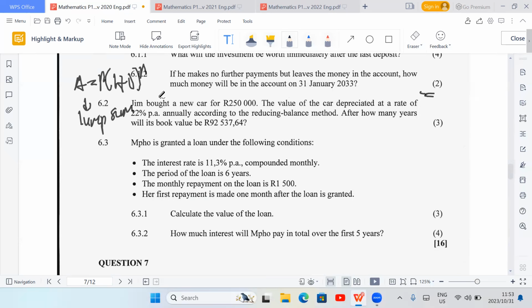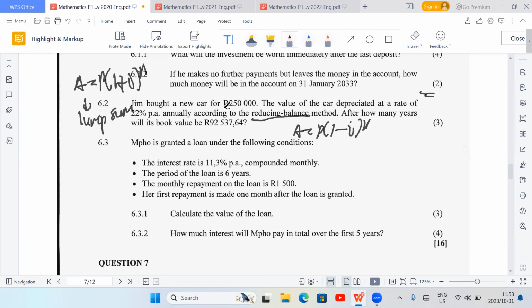Then 6.2, Jim bought a new car for 250,000. The value of the car depreciated at a rate of 22% per annum, according to the reducing balance method. After how many years will its book value be that and that? So we know, number one, reducing balance method. A equals P(1 minus i) to the exponent of n. This is the reducing balance method.